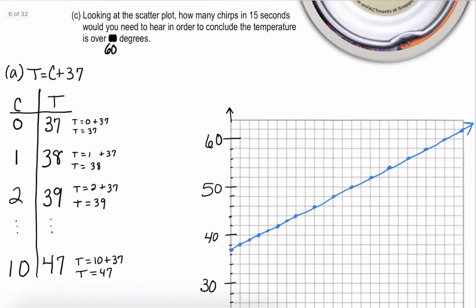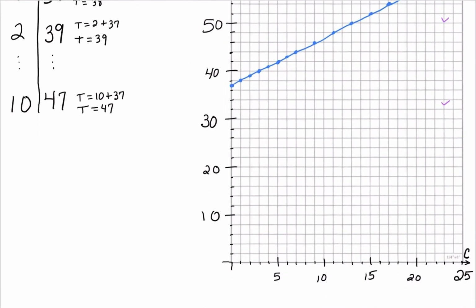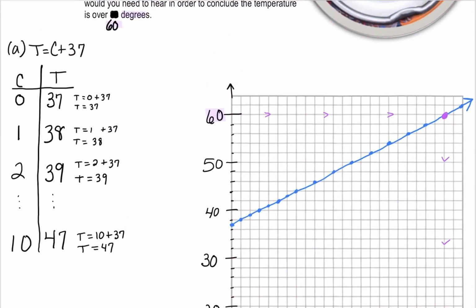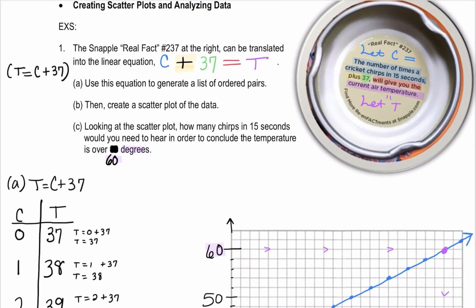So let's take a look at that here. If I'm looking at 60 degrees, I'm up here, and looking at that 60, I would just go over on that 60 line, and I get right here, and then I just want to take that down and look at what X value that would be. And so this would be at 23. So just using the graph, I would conclude that this would be 23 chirps in 15 seconds.